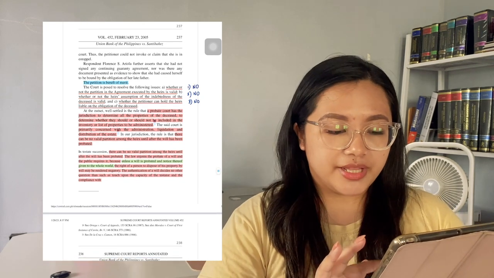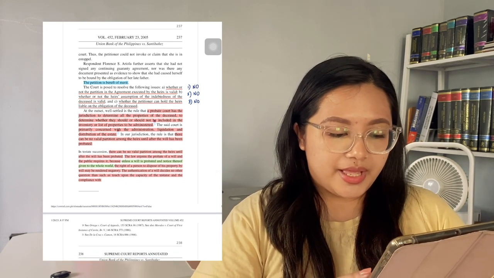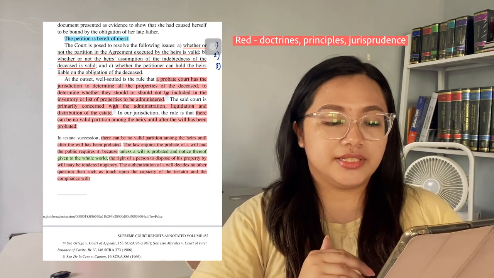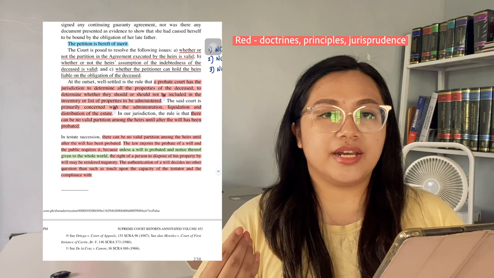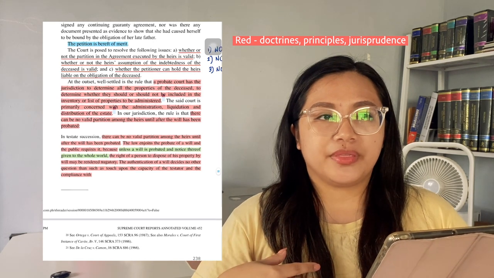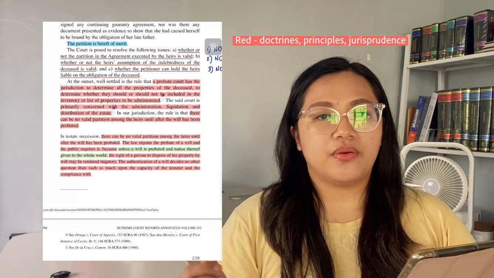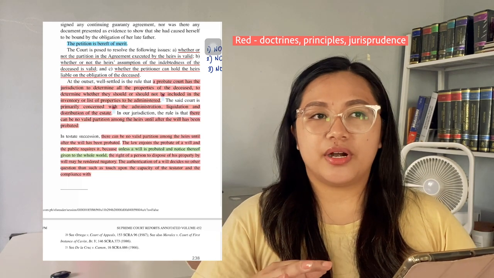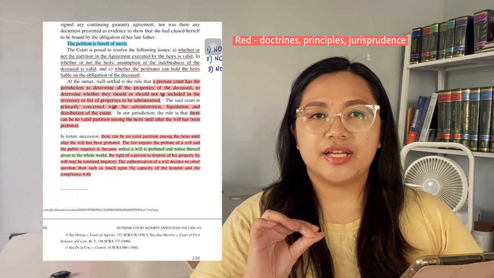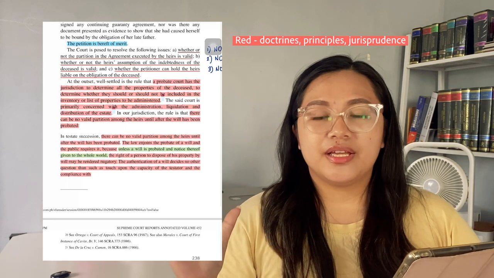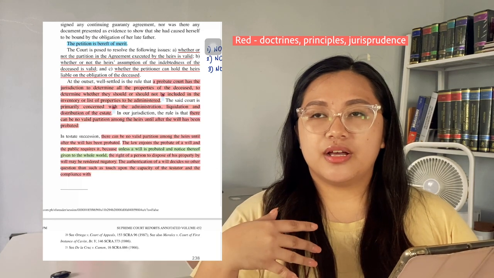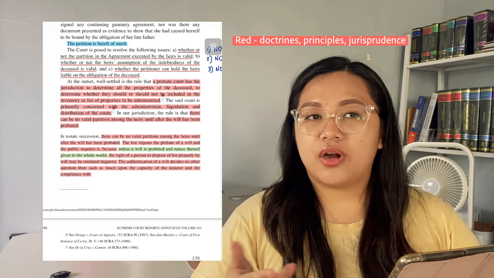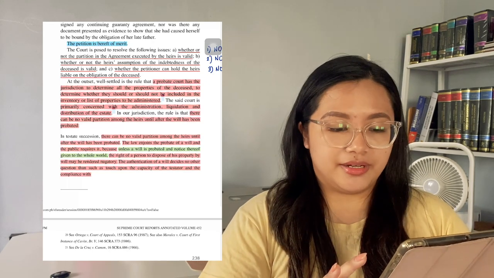And here I just underlined the issues of the case again. And the red highlight, during the rulings of the court, in their discussion, I like to highlight in red whenever they say, jurisprudence holds that, or we held in a previous case, or the doctrine entails that. Anything that is regarded to previous jurisprudence, or doctrines, or principles, I like to highlight it in red.